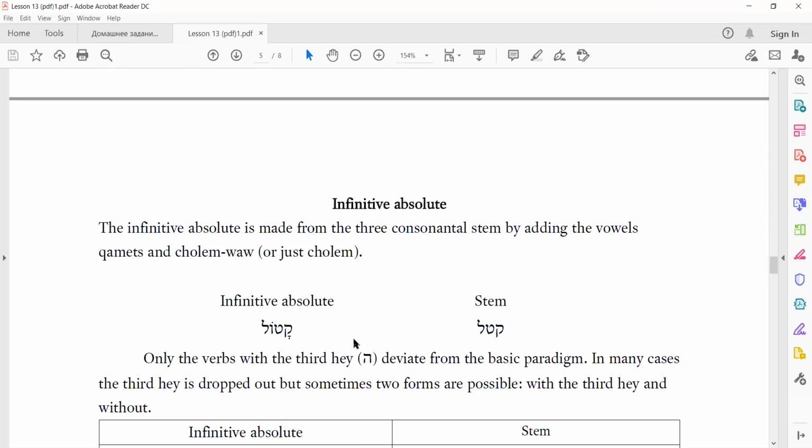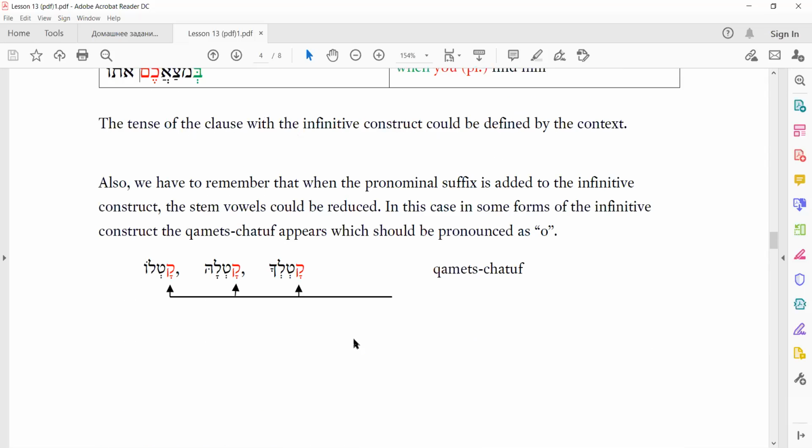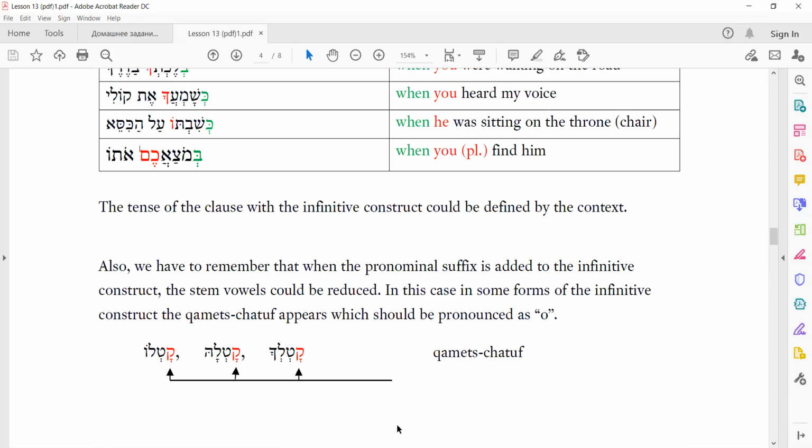Now, before we go to the infinitive absolute, I would like to practice a little bit more with you. I will stop sharing this screen and I will give you another one.